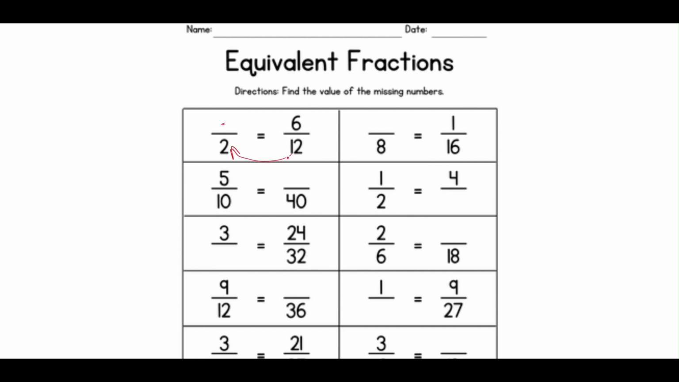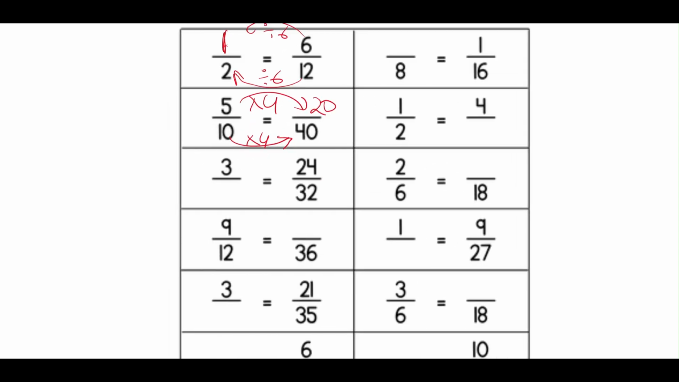I have a missing one here, so I'm going this way. 12 to 2 is divided by 6. So 6 divided by 6 is 1. So this is half. From 10 to 4, because the missing one is here, I'm going this way. Times it by 4, I get 40. Whatever I do to the bottom, same to the top. Times by 4, 20.